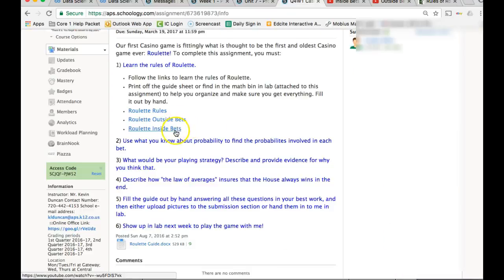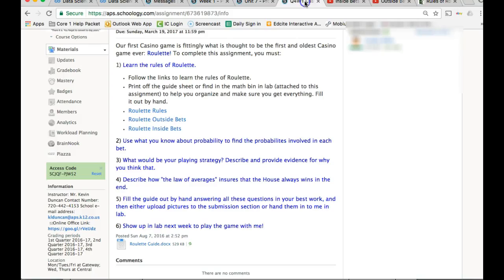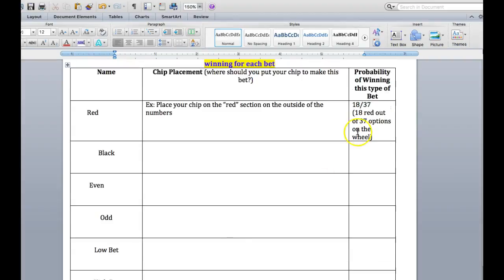For more help with where to place those chips, there are two videos right here. For outside bets and inside bets, those are just two YouTube videos that are describing how to make those bets. So if you need more help with where to place your chip for those bets, then that's where you want to go. And then the last part is probability of winning.